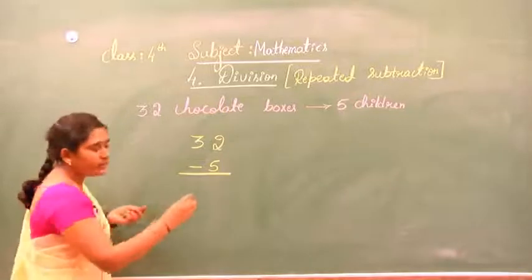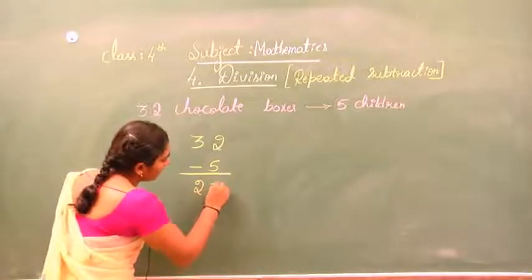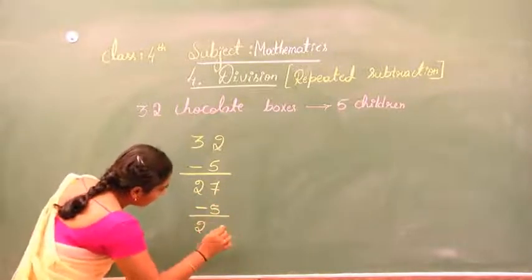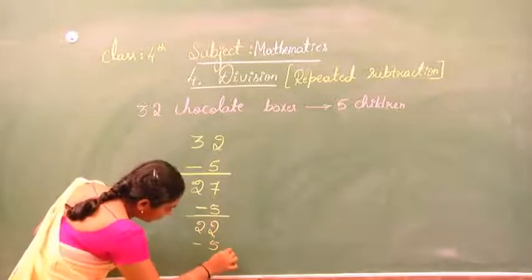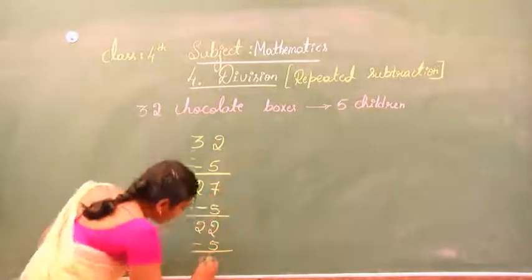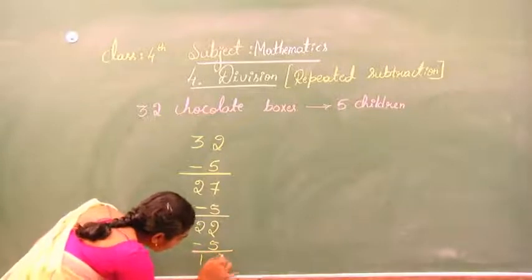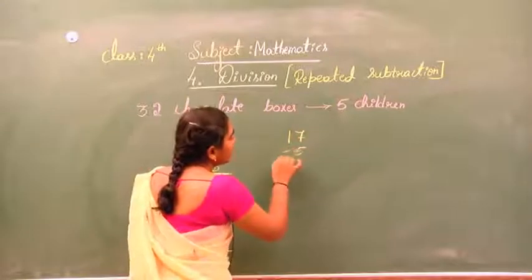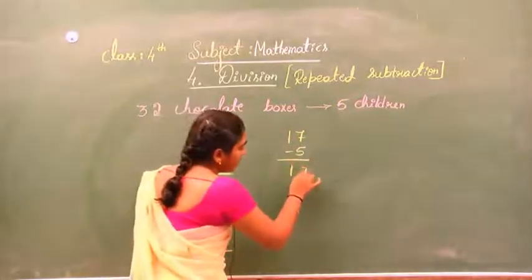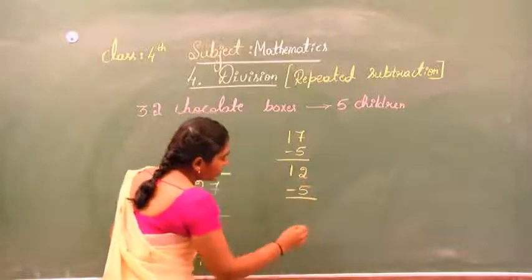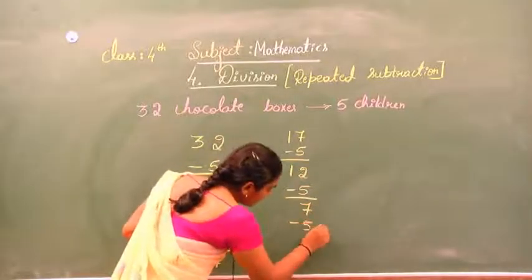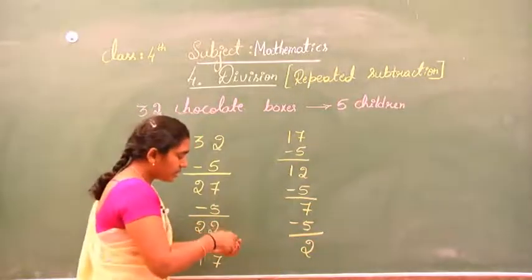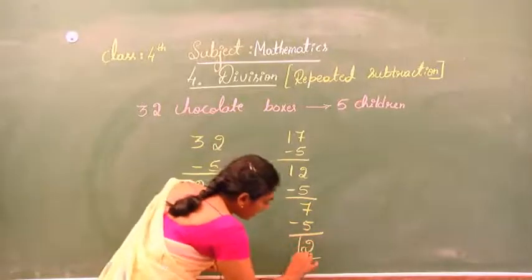So 32 minus 5 gives 27, again 27 minus 5 we have 22, 22 minus 5 gives 17. Again 17 minus 5 is 12. 12 minus 5 is 7. 7 minus 5 is 2. From 2 you cannot subtract 5 again. So this is the final answer we are getting.